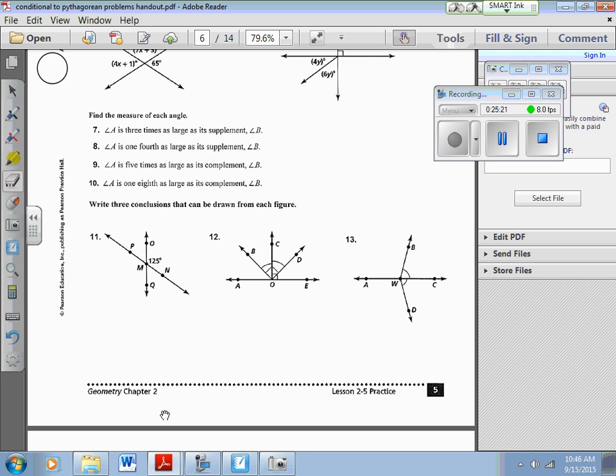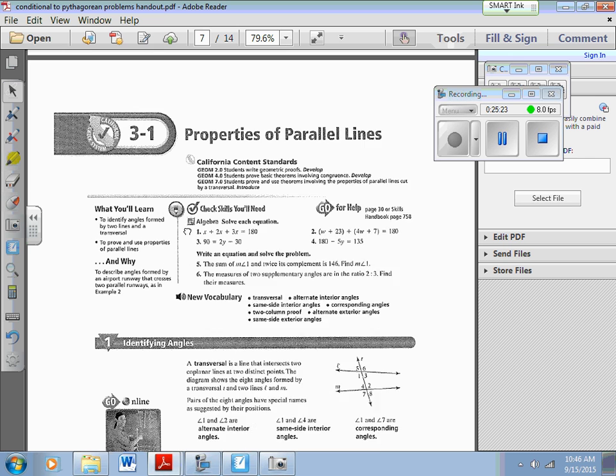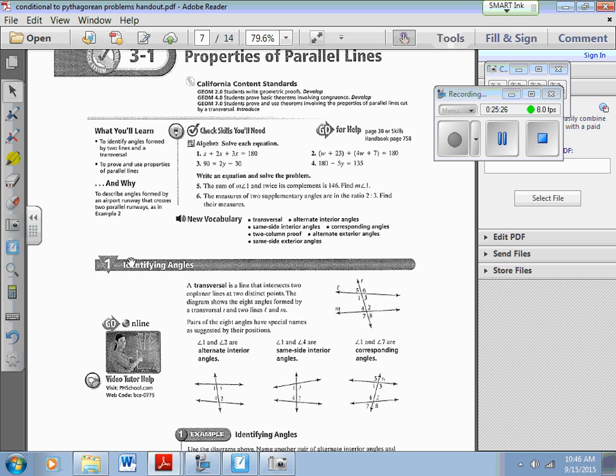Is that the page that says parallel lines? Yep, all right. Let's get our highlighters. All right, so when we're highlighting things, hopefully you're starting to get that clue. When you're highlighting stuff, this is what you need to use when you're doing work. Okay? All right, so highlight.